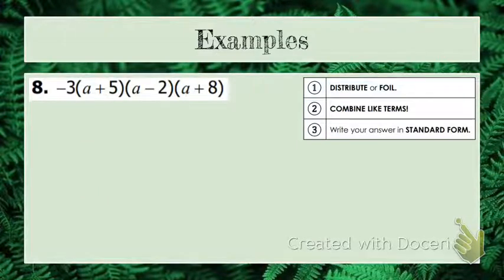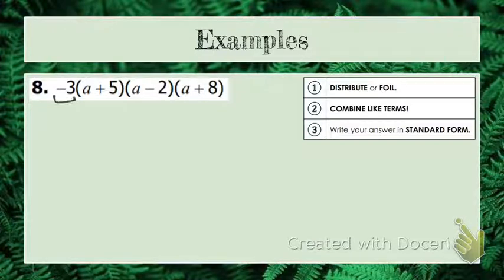Number 8 looks a little more complex. So there are 4 things being multiplied together here. And what we are going to do with those is take only 2 at a time. Now this -3 does not go to everything. It just goes to the first one. So we take 2 things at a time.